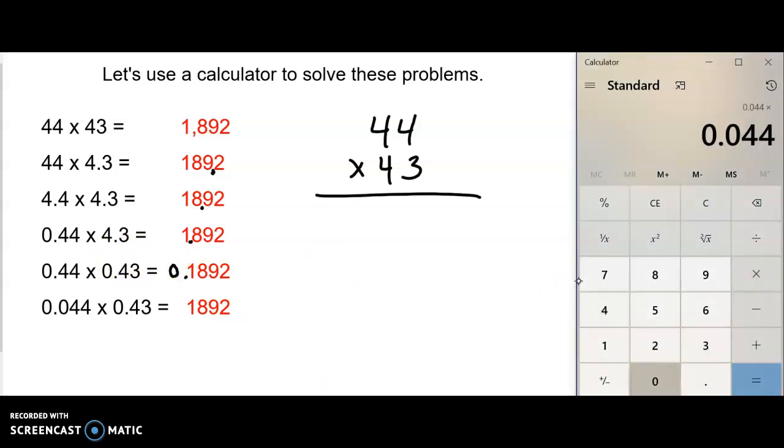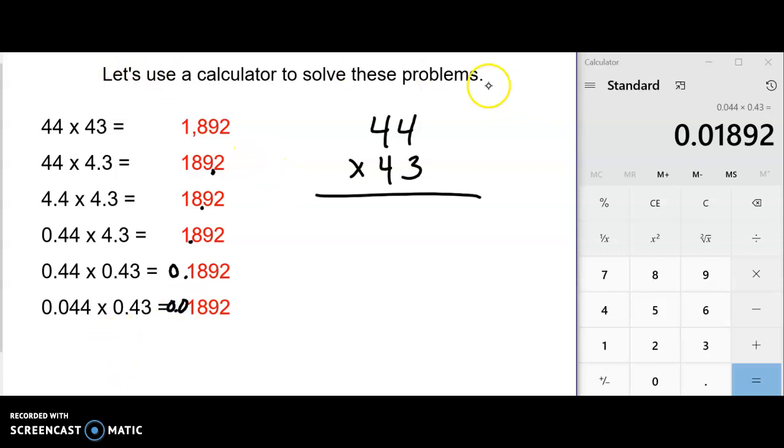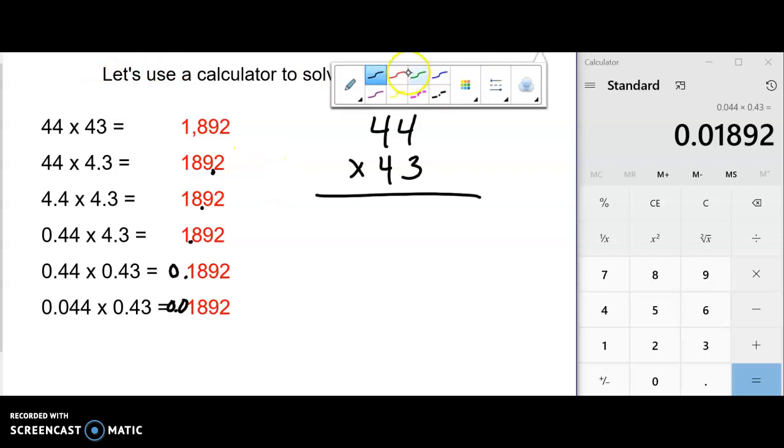0.044 times 0.43 equals, I've got to annex two zeros. I've got 0.01892. So now here's the cool thing. This is why I want to show you this.